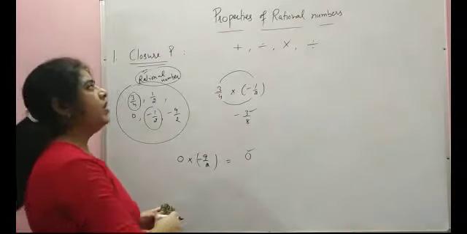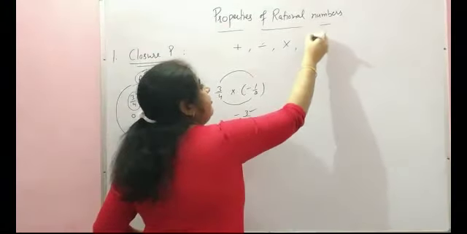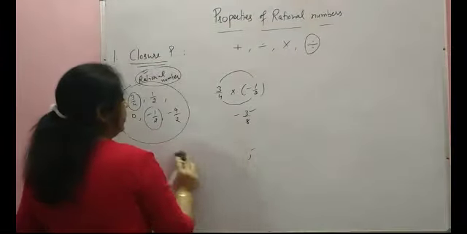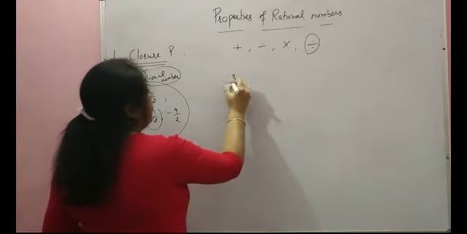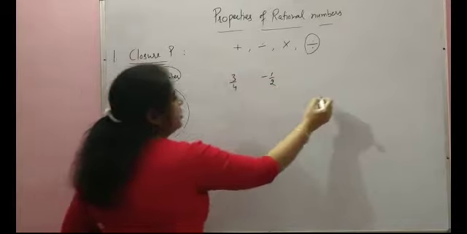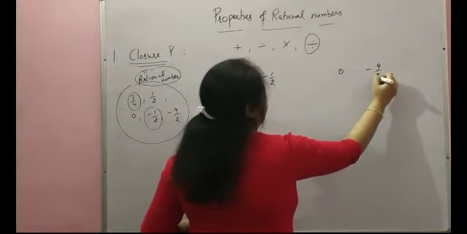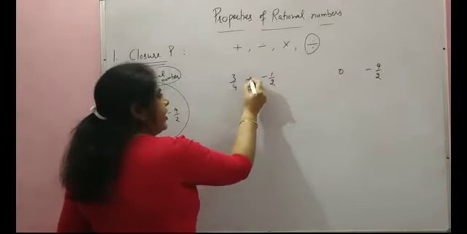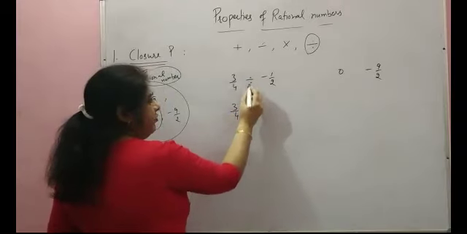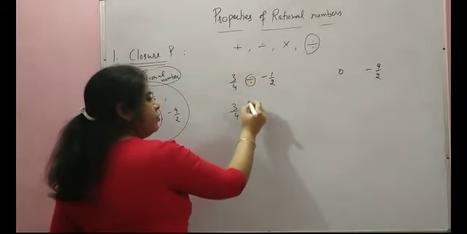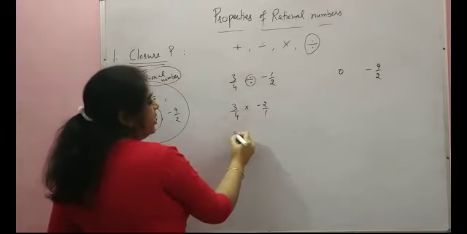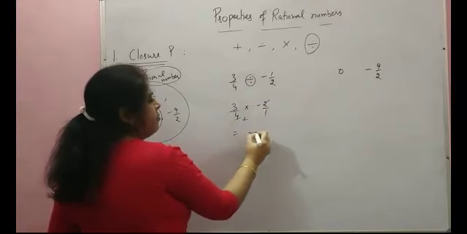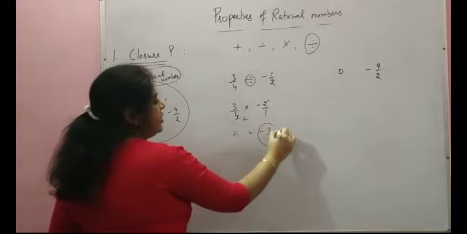Now the main concept is division. If we are taking the same example, 3 by 4, minus 1 by 2, 0, minus 9 by 2. If we are dividing them, see, divide changes to multiply and we take the reciprocal. So what would the answer be for this? Minus 3 by 2. This is a rational number.